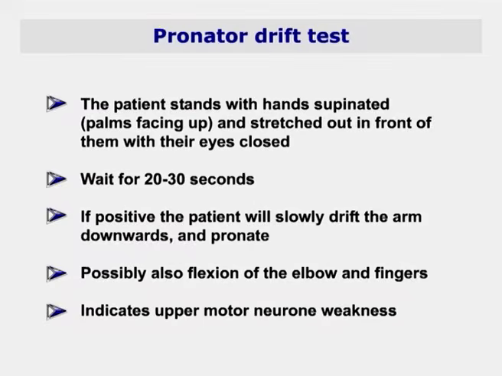The pronator drift test can also be performed if indicated. Ask the patient to stand with the hands supinated and stretched out in front of them with their eyes closed. Wait for 20 to 30 seconds. In a positive test, there will be flexion and pronation of the elbow. These may be observed with upper motor neuron lesions, for instance in hemiplegia.